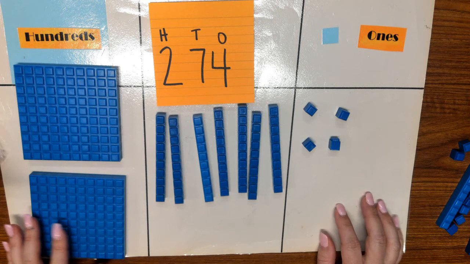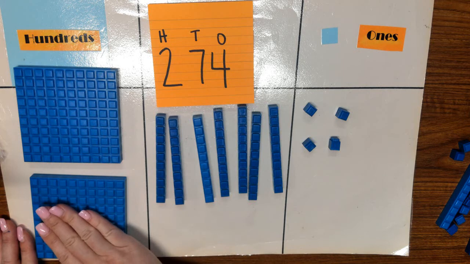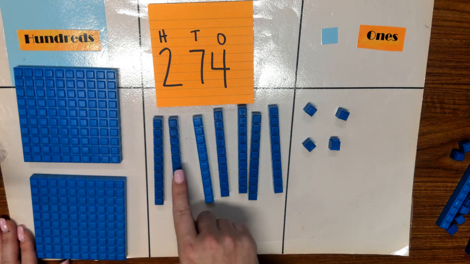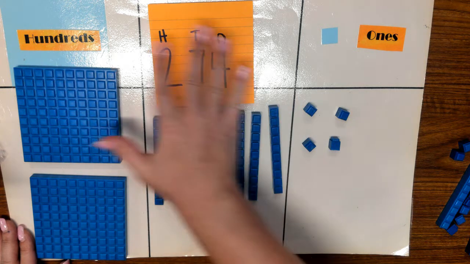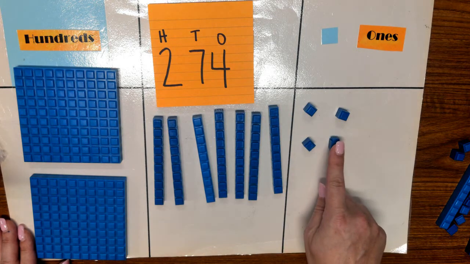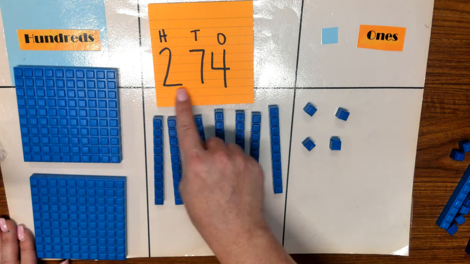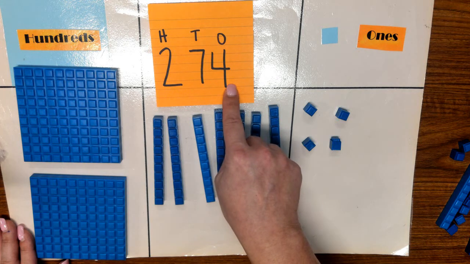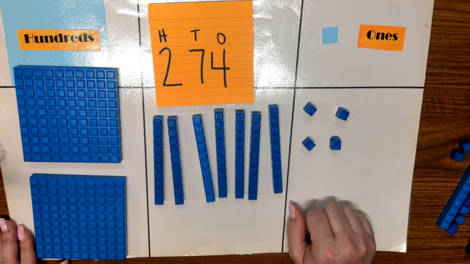All right, I think I have it, but I'm going to count to make sure. I'd say 100, 200, 210, 220, 230, 240, 250, 260, 270. This is 270, 271, 272, 273, 274. So I know I have built the model of 274. Remember, when I write a number with just digits, that is called standard form. When I build my number with base 10 blocks, that is called model form.